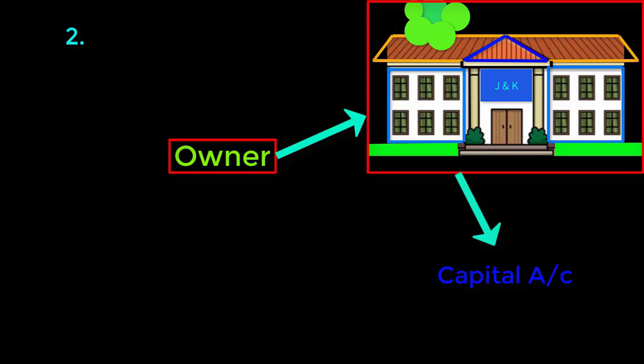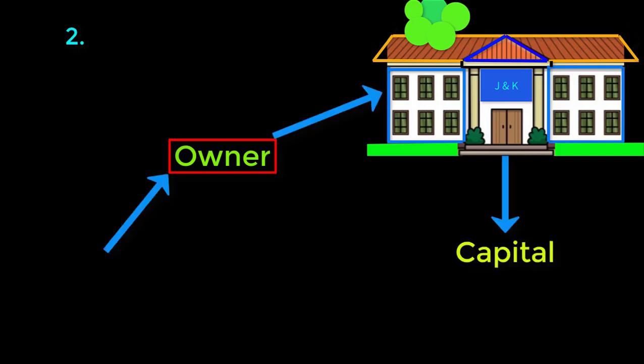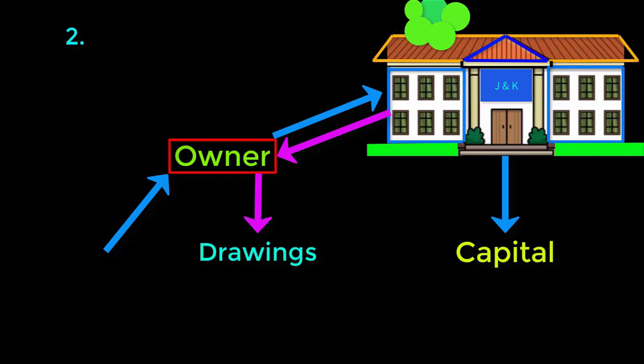Number 2. If the owner starts his business by bringing anything to the business, then capital account will be formed. You have to remember that whatever the owner brings for the company will be regarded as capital. On the other hand, whatever the owner takes from the company will be regarded as drawings.